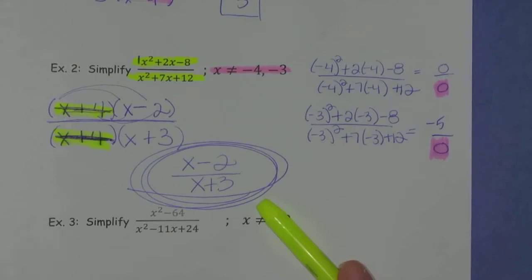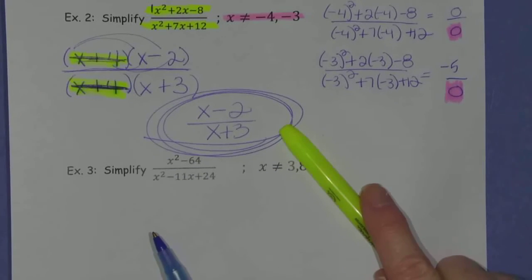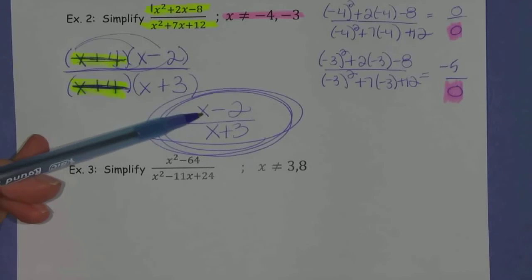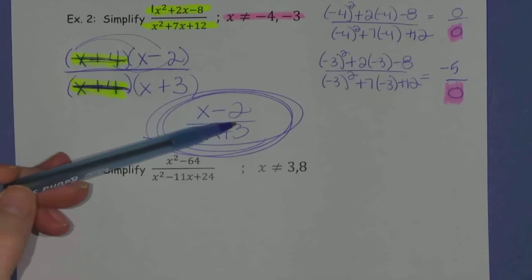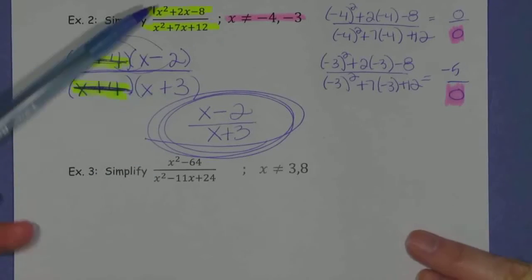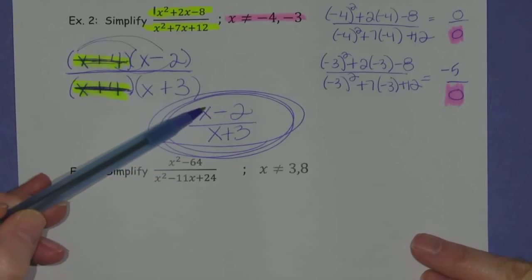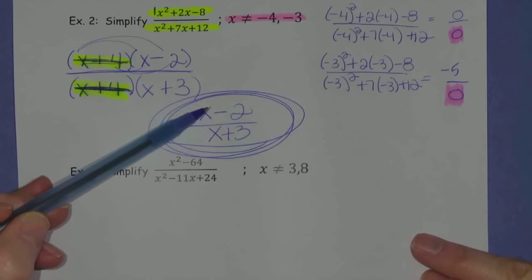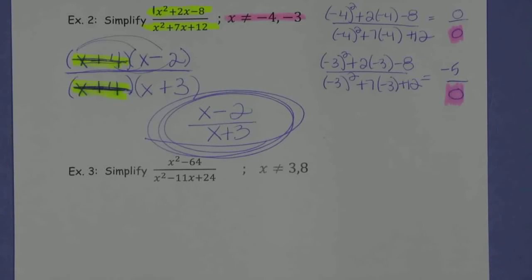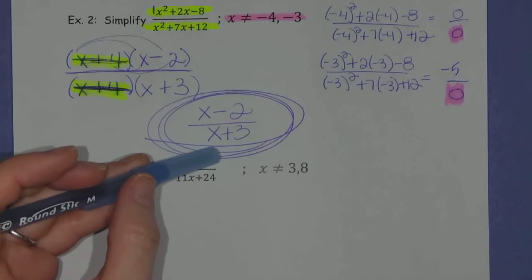Now, I want to talk to you about something on this problem that's really, really important. And even my calculus students sometimes mess this up. When you have x minus 2 divided by x plus 3, it is very tempting to cancel these x's out and just say, hey, my answer is negative 2/3. That would be totally illegal mathematically. And I want to show you why.